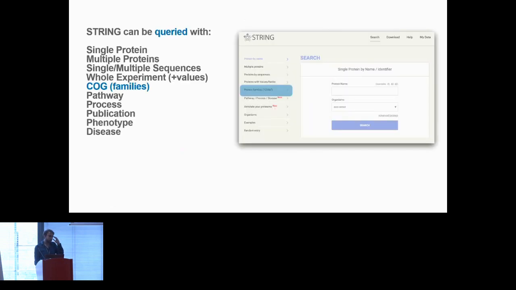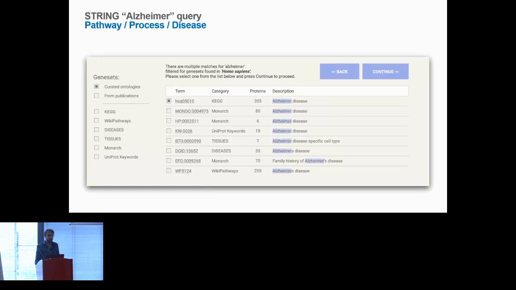And then you can query STRING with COGs, so the protein families. And the newest feature: you can query STRING with a pathway, process, publication, phenotype, or disease. These are based on these annotations. For example, you can write Alzheimer's, and we know all the curated ontologies that mention Alzheimer's.